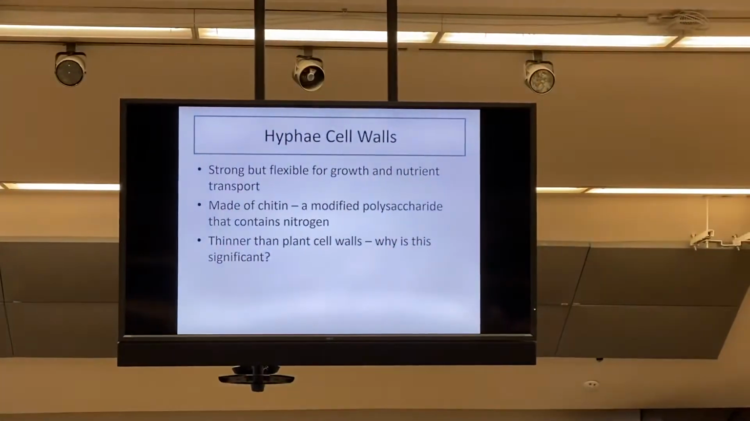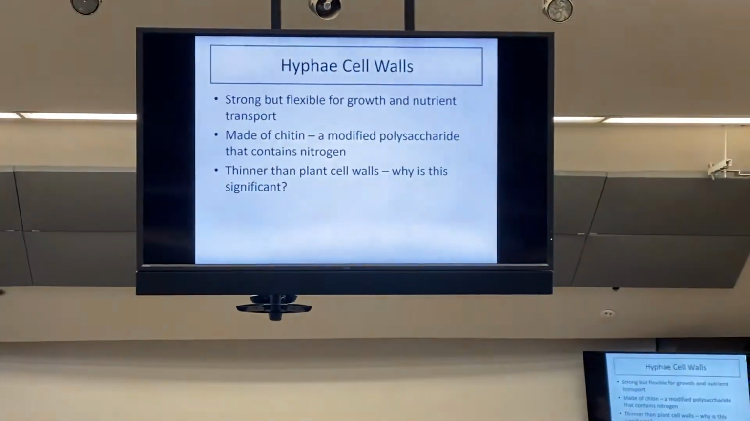In order to maintain the fungus, they're made of chitin. We've talked about this several times. That is a modified polysaccharide that contains nitrogen.